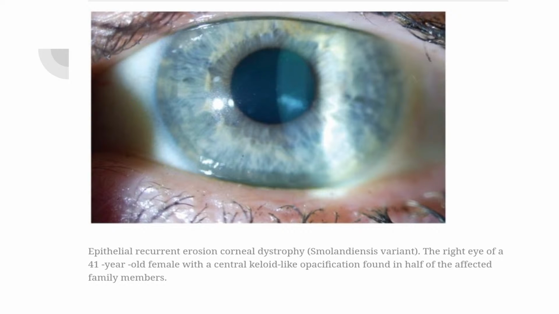And this is a picture of the Smolandiensis variant, which is a variant of ERED. In Smolandiensis, we can see a central keloid-like opacification.